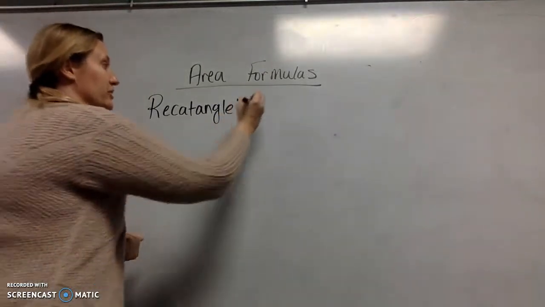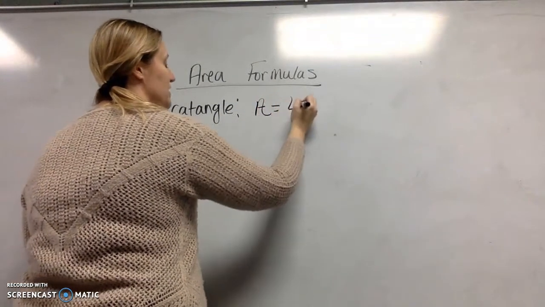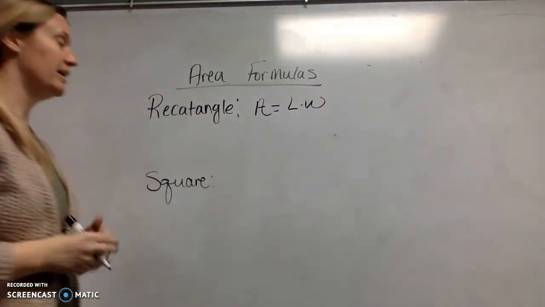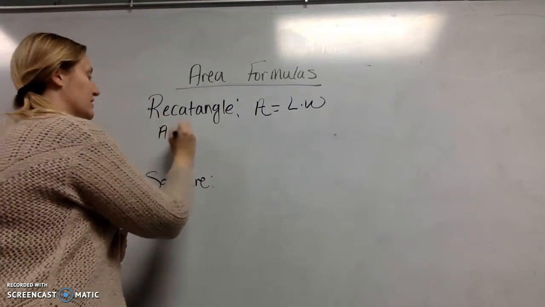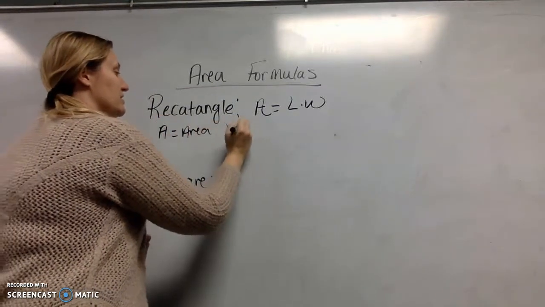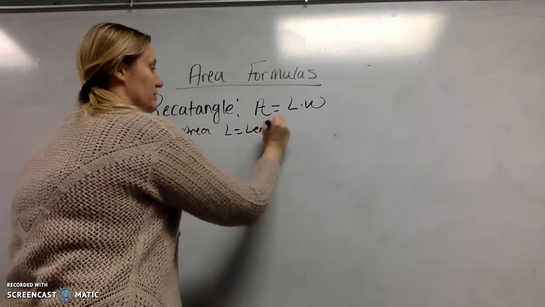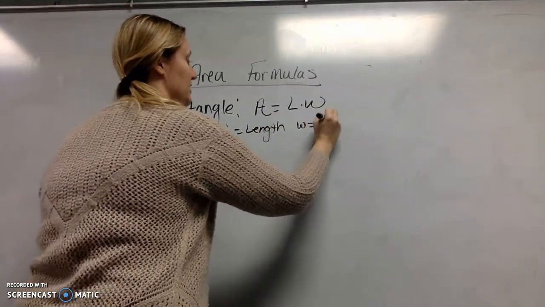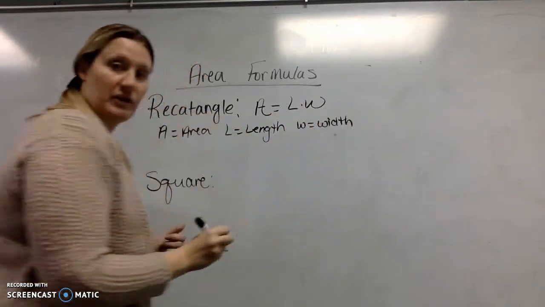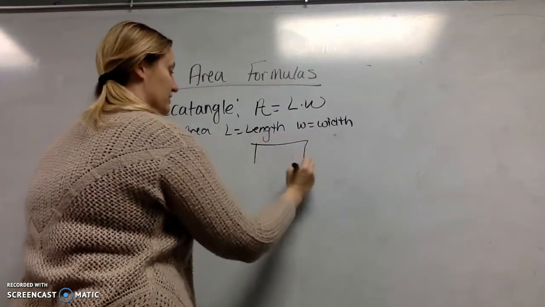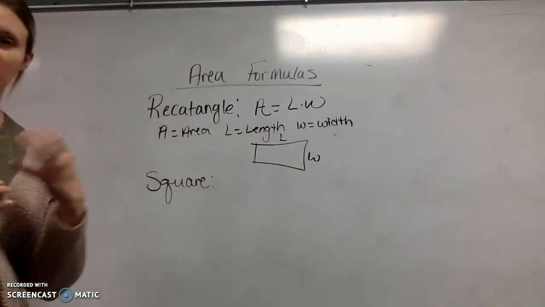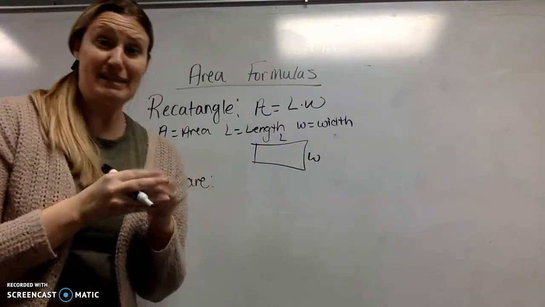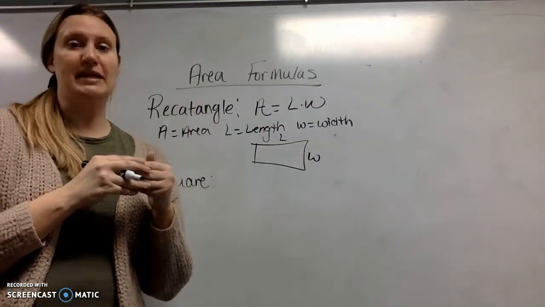So for a rectangle, area equals L times W. Now, obviously A stands for area. L stands for the length of the rectangle, and W stands for the width. If I draw a rectangle, generally we say the length is the longer side and width is the shorter, but that really doesn't matter. Those two are extremely interchangeable.